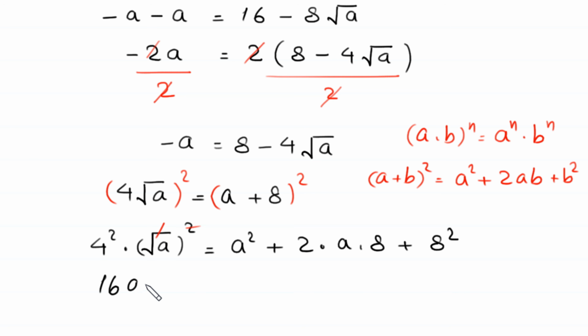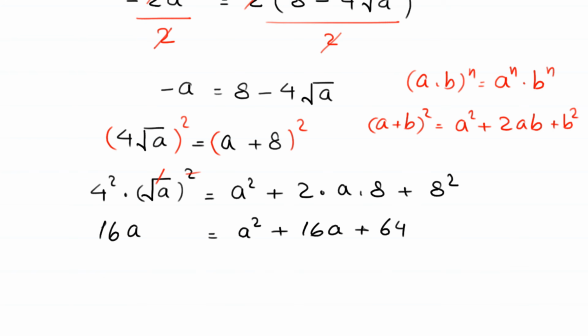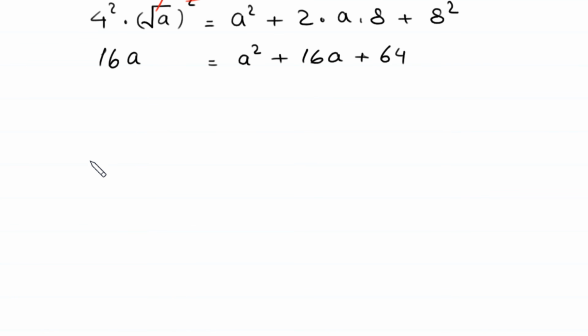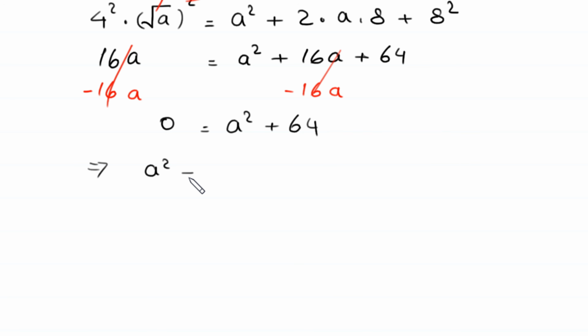Here we are left with a is equal to a squared plus 2 times a times 8 is 16a plus this 8 squared is 64. Now we subtract 16a from both sides. So this will be cancelled out, this will be cancelled out, and this equation will become 0 is equal to a squared plus 64, and this implies that a squared plus 64 is equal to 0.